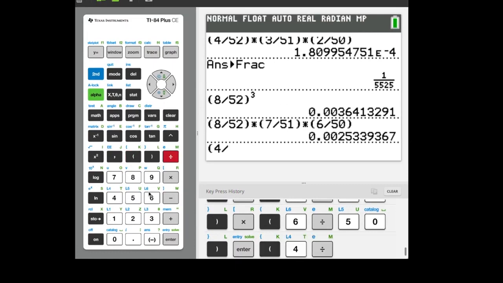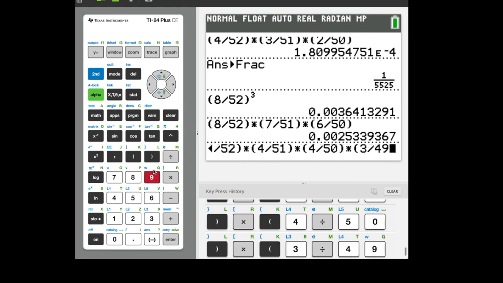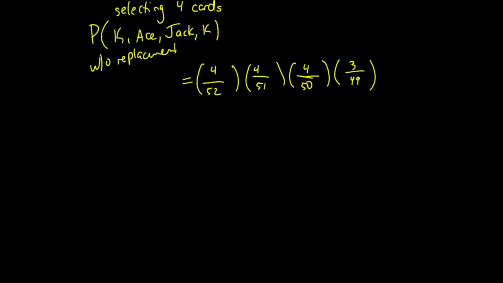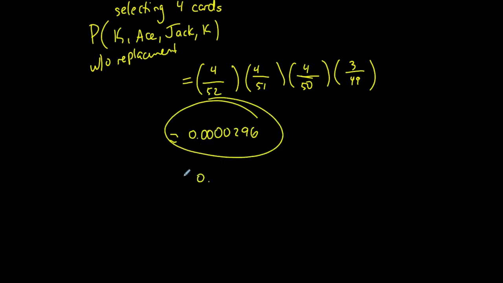Let's do 4 out of 52. Order matters with the multiplication rule, times 4 out of 51. And then it was a jack, so 4 out of 50. And then another king, so 3 out of 49. Yeah, I expected that to be small. So, move that decimal 5 places to the left. So this is approximately 0.0000123. In percentage form, move this 2 places to the right. And now I have 2 zeros, so 0.00123%.